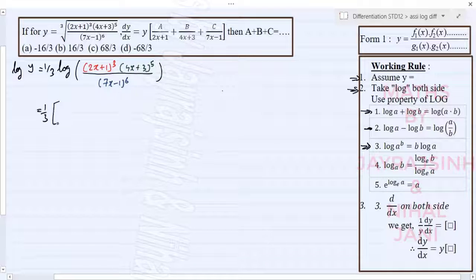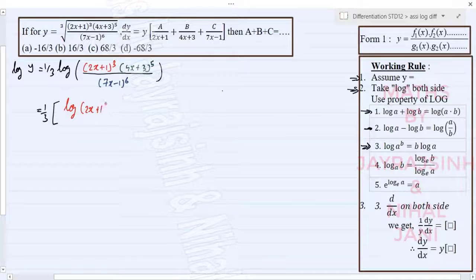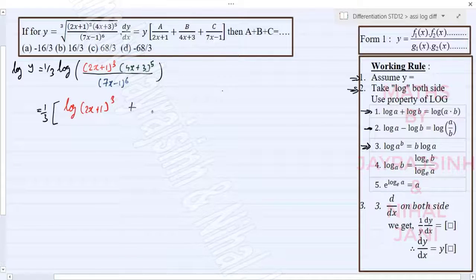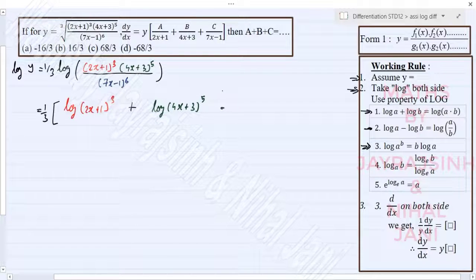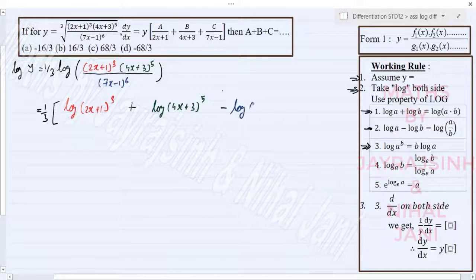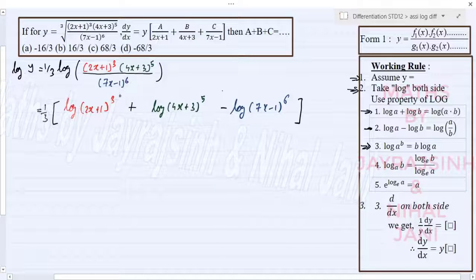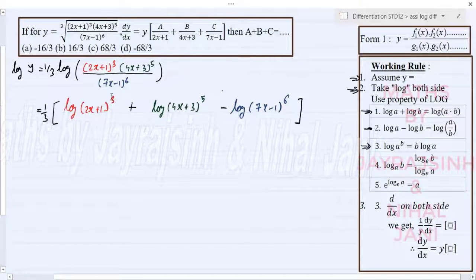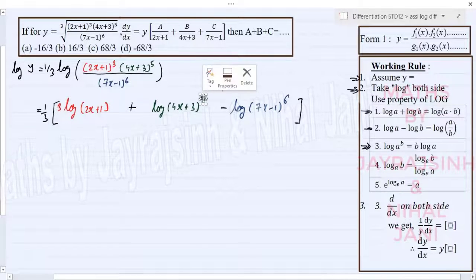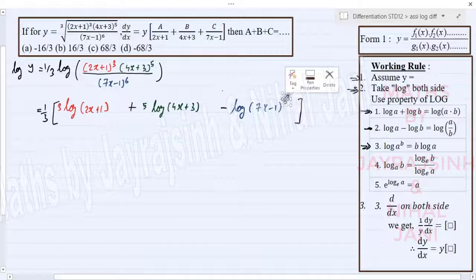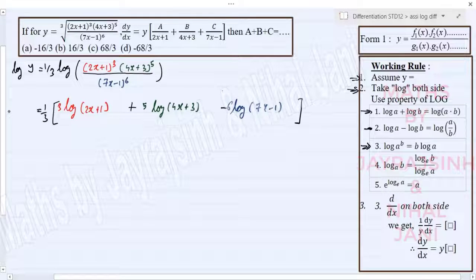So let's separate the terms. Log (2x plus 1) whole cube plus log (4x plus 3) whole raised to 5 minus log (7x minus 1) whole raised to 6. For further simplification, let's use the third property in individual terms. These 3 will go in multiplication of log. Similarly, this 5 and 6 will also go in multiplication of log. So here we get the simplest form of log y.